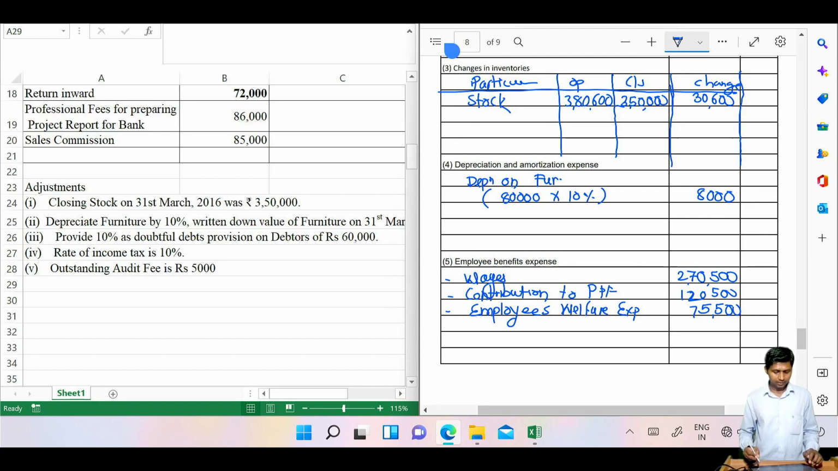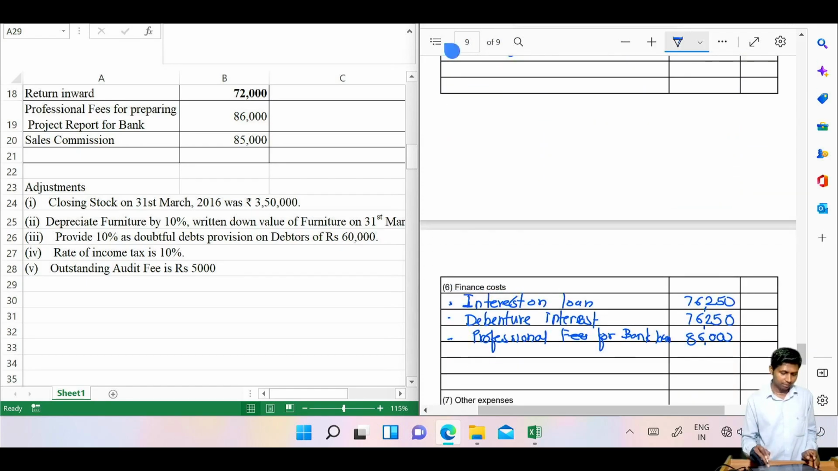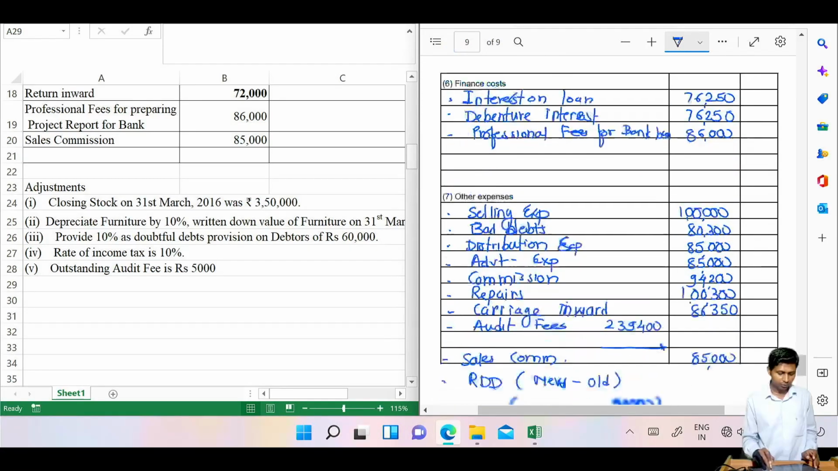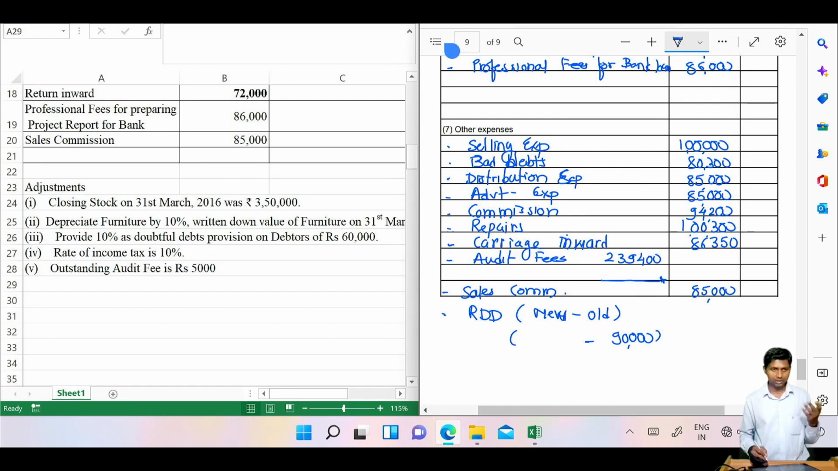Provision on the debtors. Provide 10% as doubtful debts. Provision on the debtors of rupees 60,000. As your debtor balance is 60,000, on that provide 10% for RDD. On 60,000, 10% you must provide. 60,000 into 10%, 6,000 you must provide. What is that? That is new RDD. Therefore, new RDD is 60,000 into 10%, 6,000.